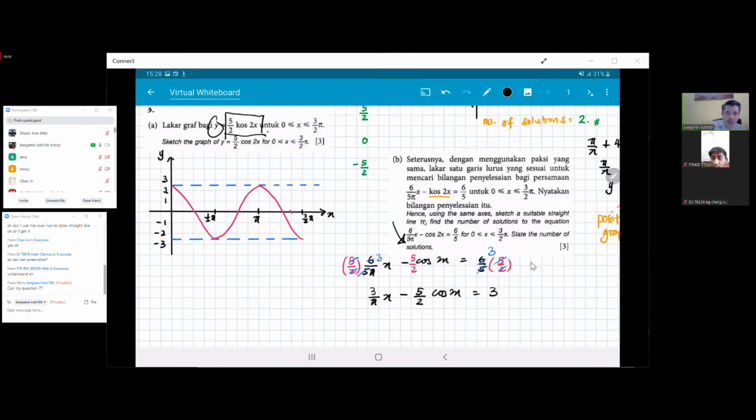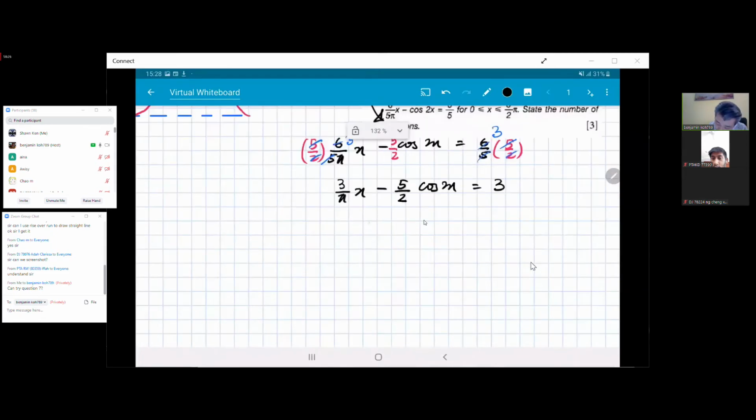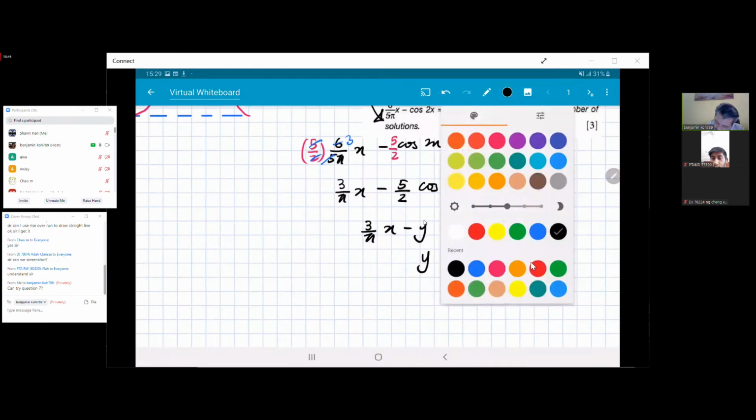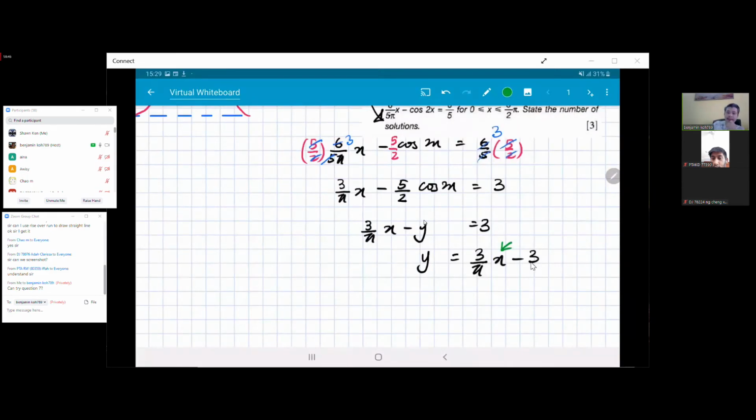So when I ganti dengan y now, this whole thing here becomes 3 over pi x minus y sama dengan 3. The negative y bawa pindah ke sebelah. So that means now y equal to 3 over pi x minus 3. That's your straight line. Okay. Now how do I know it's a line? I know it's a line because x dia dekat atas. The x on top. If the x at the bottom, that means it's not a straight line. So now here, the x is on top.